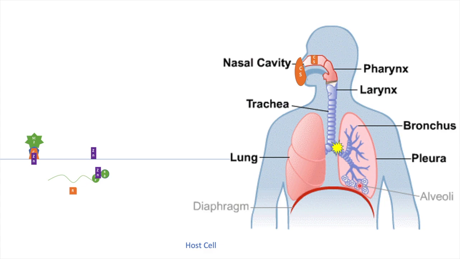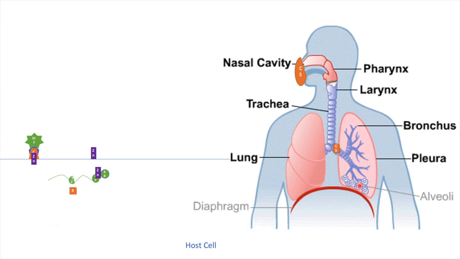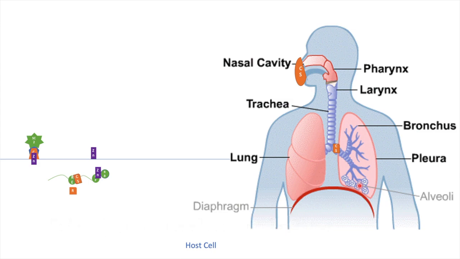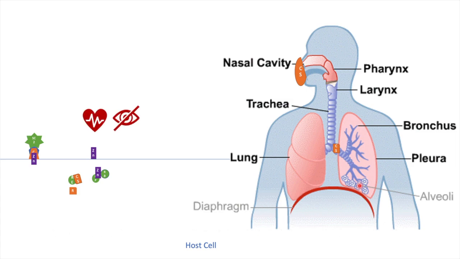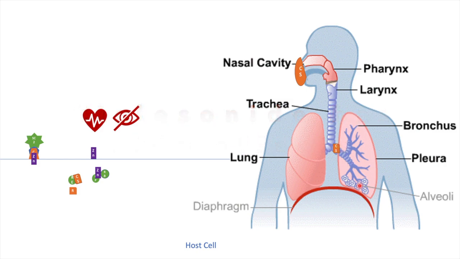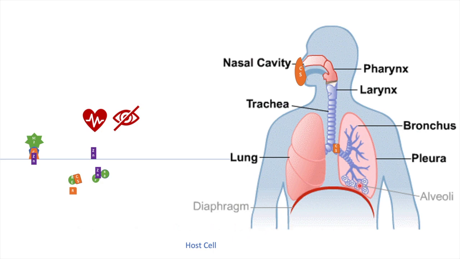As a corticosteroid, it is anti-inflammatory and can prevent a cytokine storm, but has also been found to bind the endonuclease, which cuts the RNA, so when the RNA is not cut, it is unable to make new viruses. Long-term use could cause cataracts and high blood pressure, and it has also been found to interact with anti-HIV drugs, so scientists have to investigate this more in clinical trials.